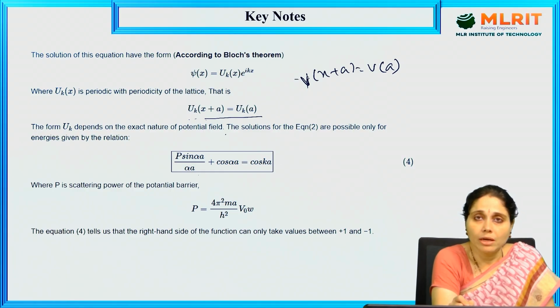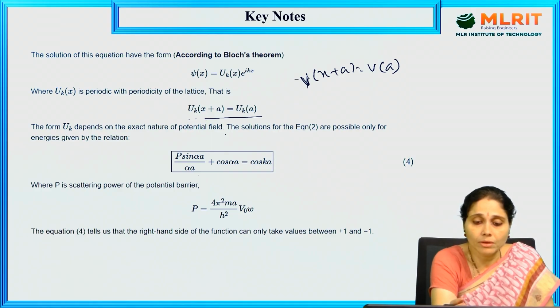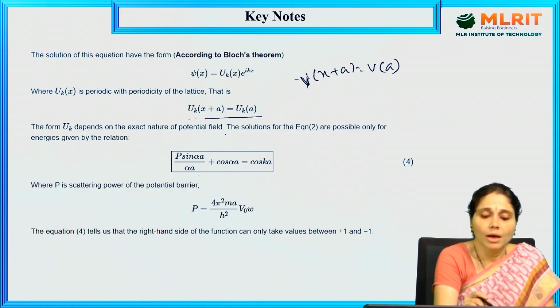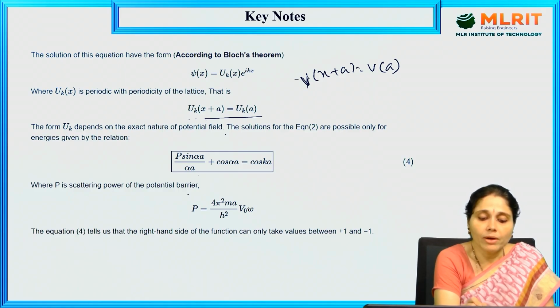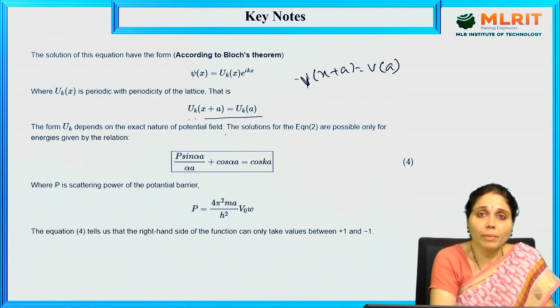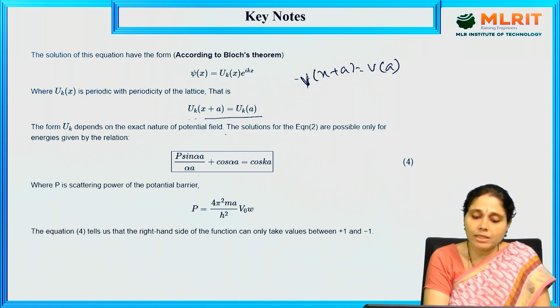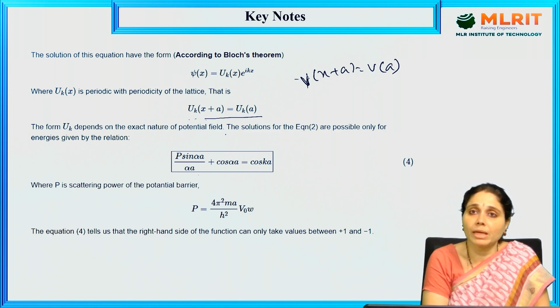According to your syllabus, this is the equation that we can derive using Schrödinger's time independent wave equation and also Bloch's theorem, right? Where P is the scattering power of the potential, P equals 4 pi square m a by h square V naught into omega. So this equation 4 tells us that the right hand side function takes only values between plus 1 and minus 1.